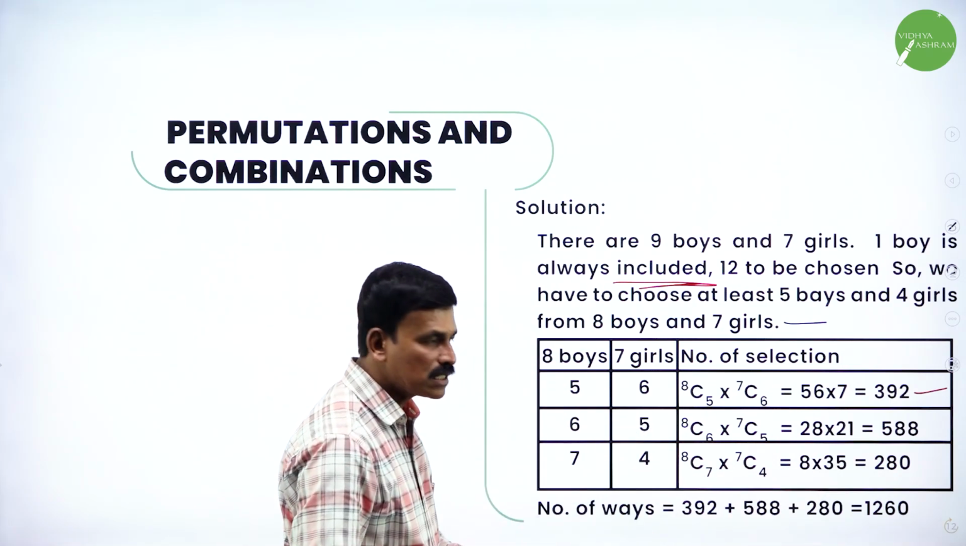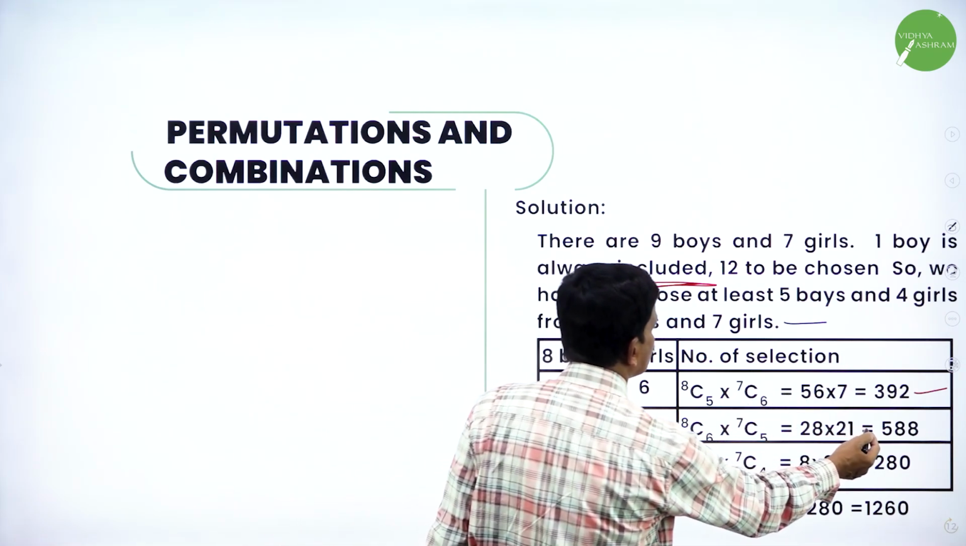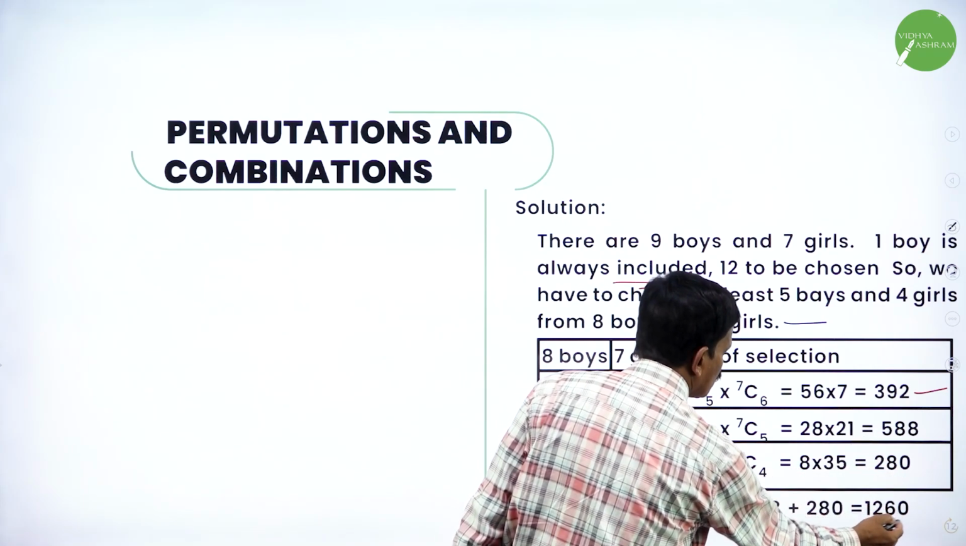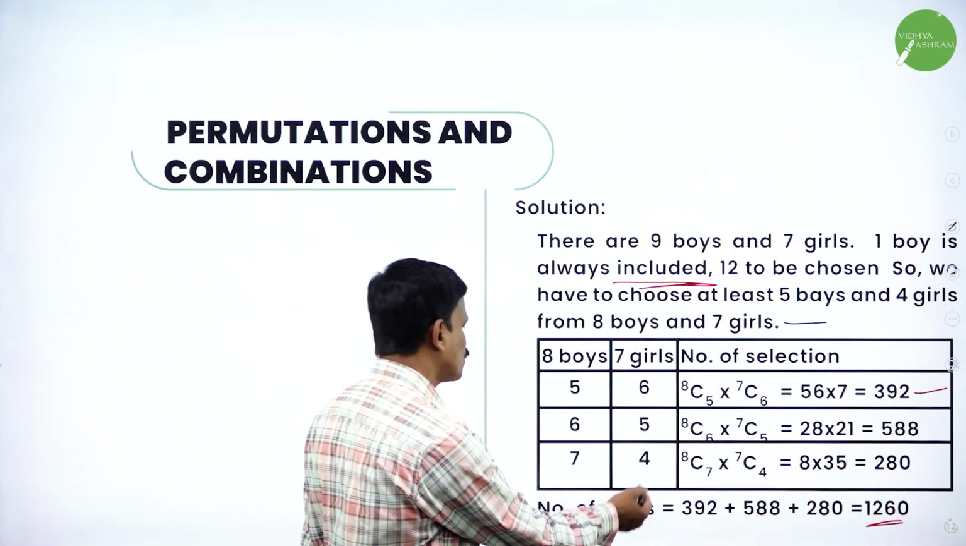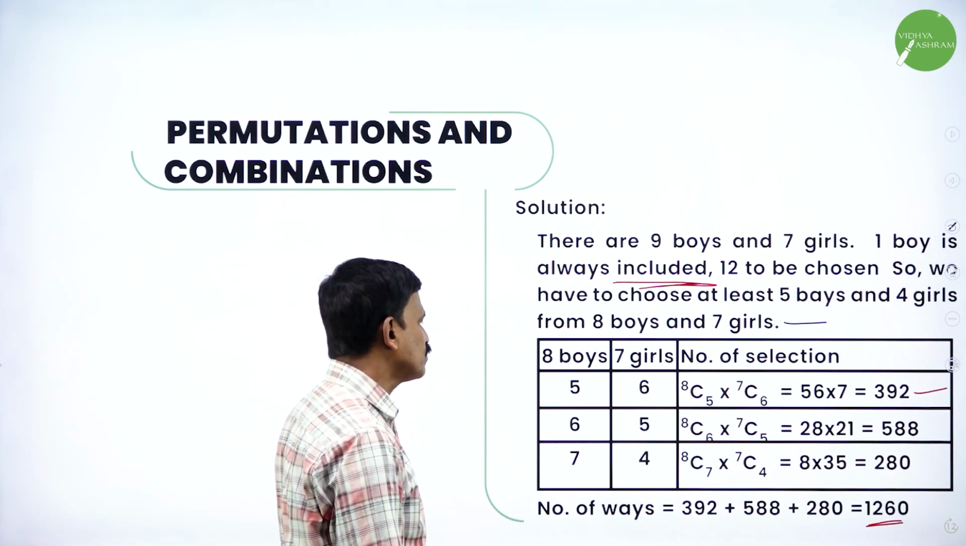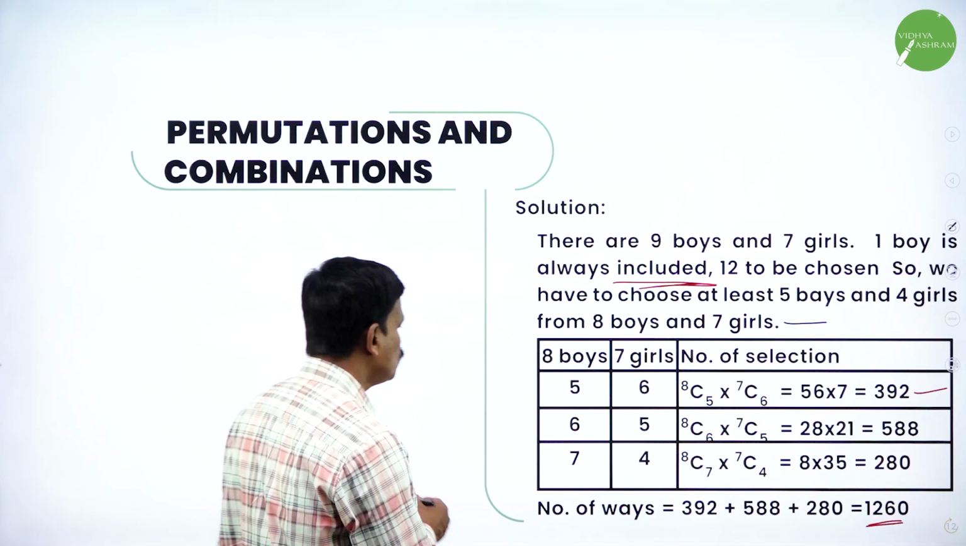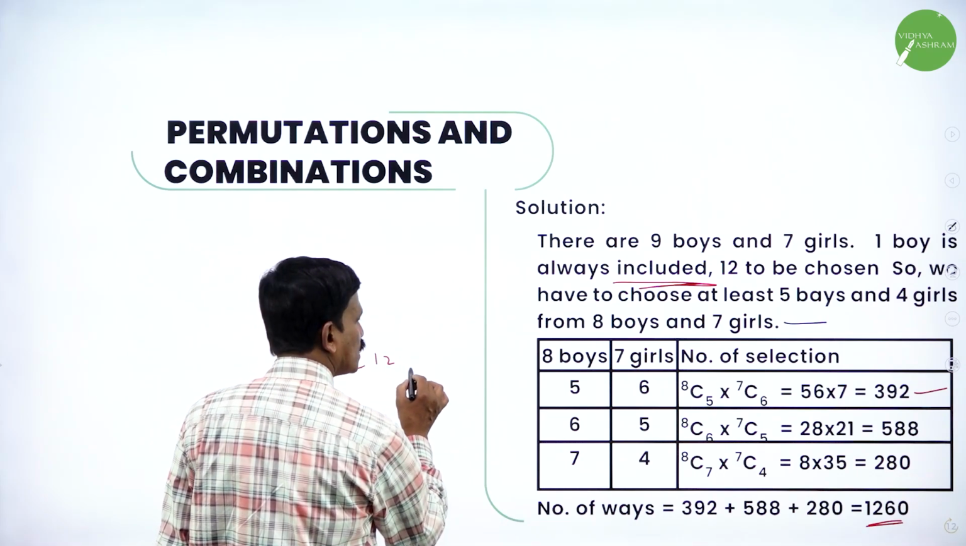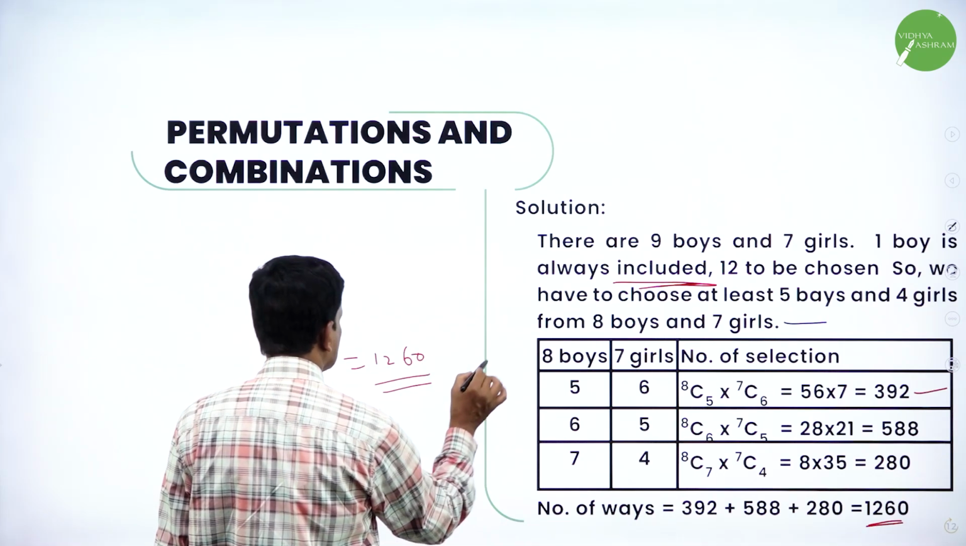So add this. If you add 392 plus 588 plus 280, that's equal to 1260. That's it. This is how we are going to solve.